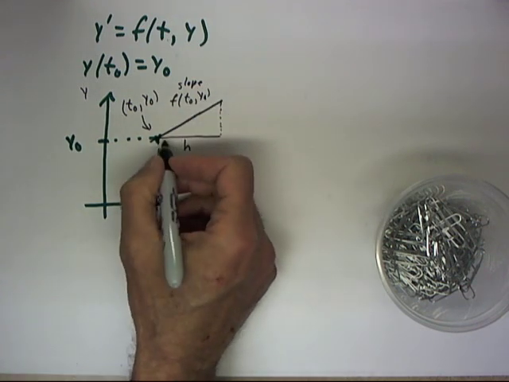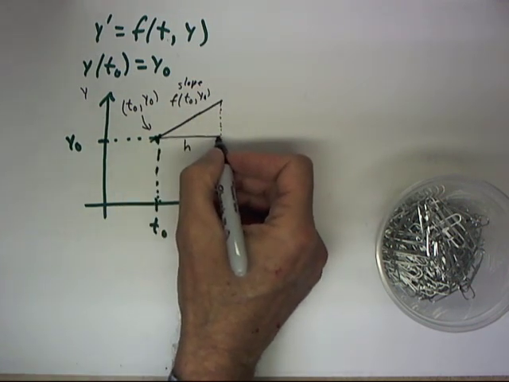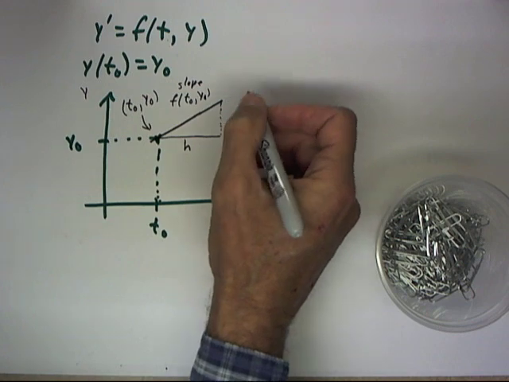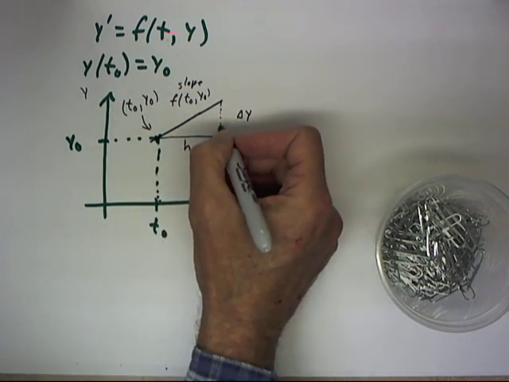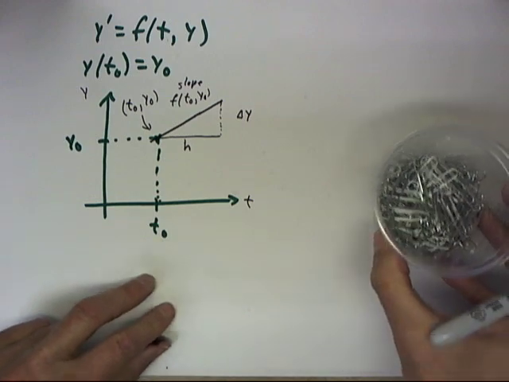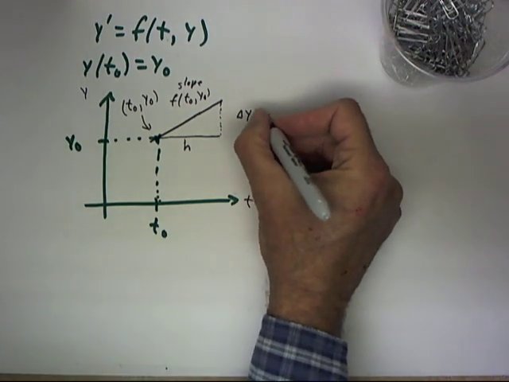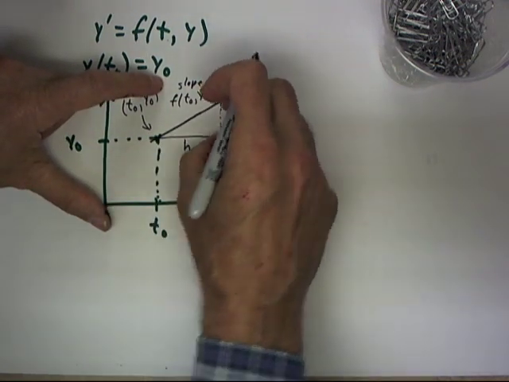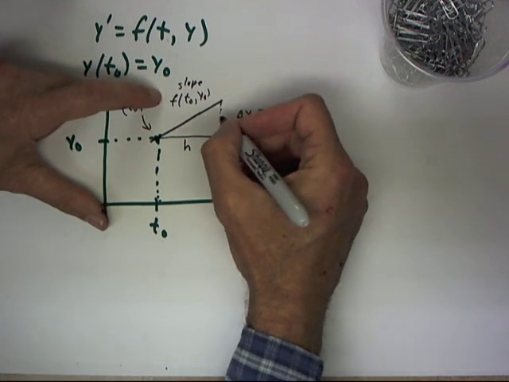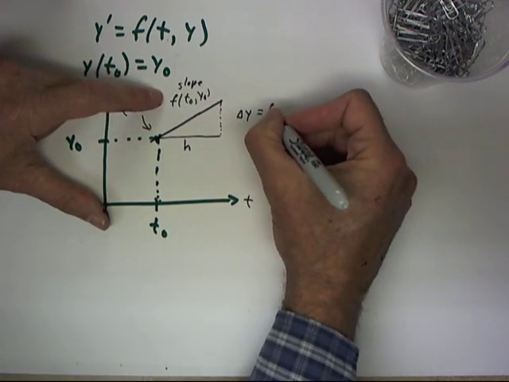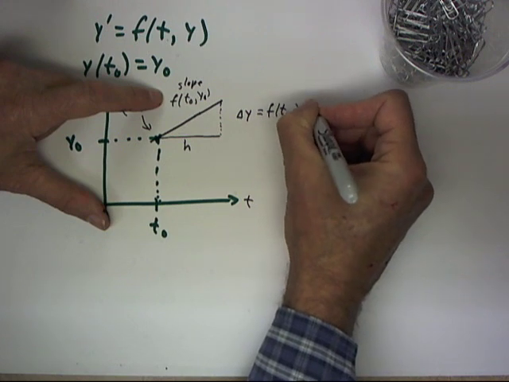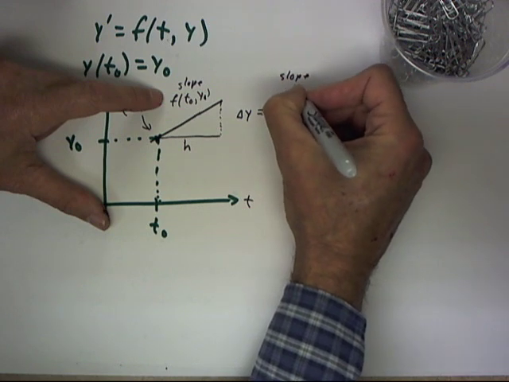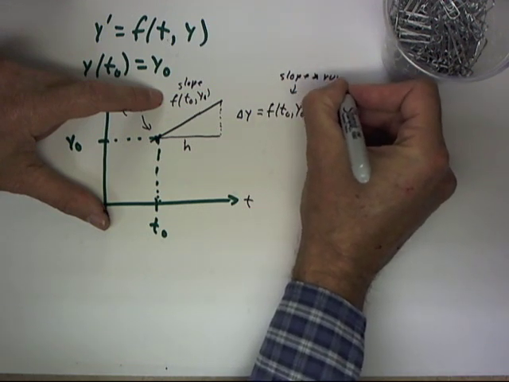We can form a right triangle with horizontal leg h and a vertical leg, which we'll designate by delta y. And we ask, what is delta y? Well, delta y, as we well know, is simply, since the slope is rise over run, which is delta y over h, delta y is just the slope, which is f of t naught, y naught, multiplied by h. That's slope times run.